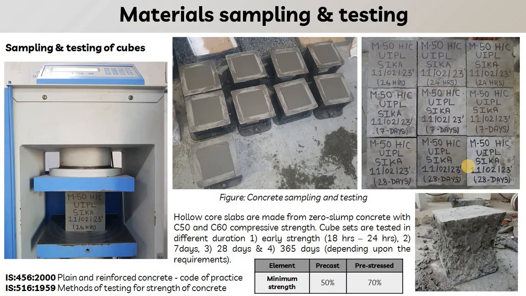The most important part is the sampling of the concrete. At production, samples are collected and cubes are filled in the standard manner to check the strength at the early stage. As it is a precast technology, the requirement of strength is very high. We require a minimum of 70% of the strength to destress the wire, and that has to be achieved in 18 to 20 hours. So it is very challenging to get 70% of this strength.